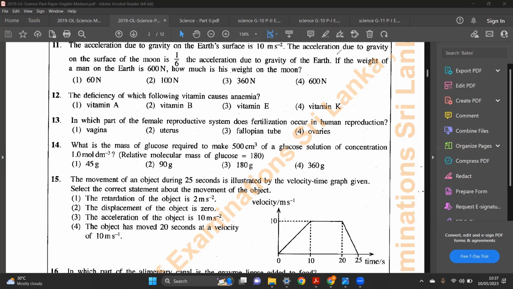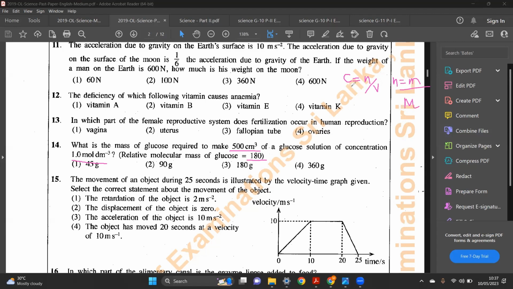Then what is the mass of glucose required to make 500 cubic centimeters of a glucose solution of concentration 1 mole per cubic decimeter? So when it comes to this, first of all, mark down the data given to you: volume given, concentration given, molar mass given. What are the 2 equations you have studied related to this particular lesson? C equals n over V, and also n equals m over capital M.